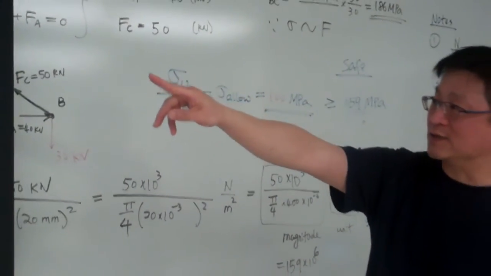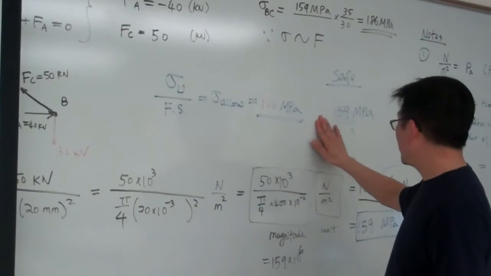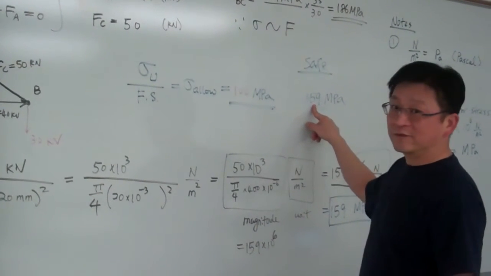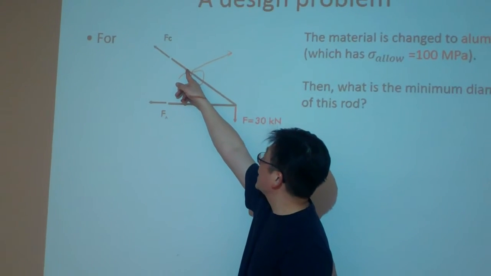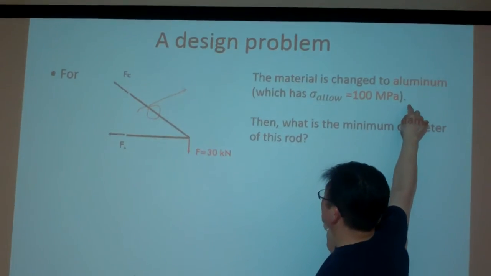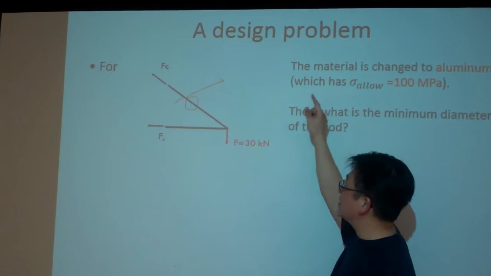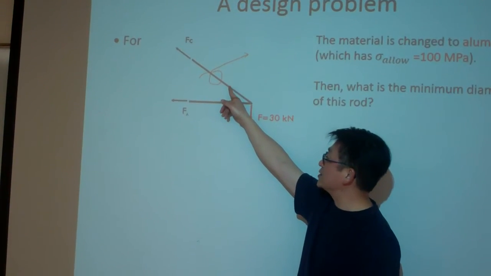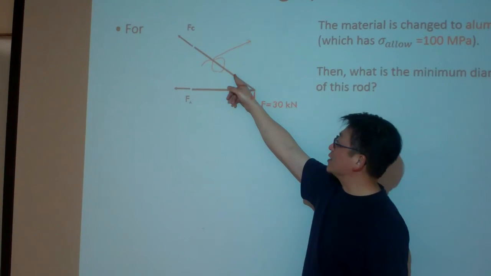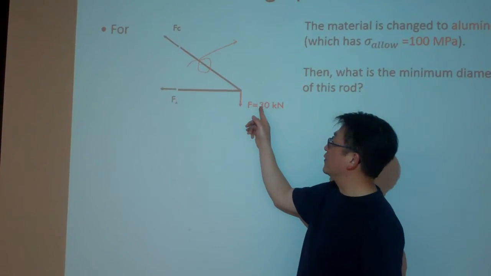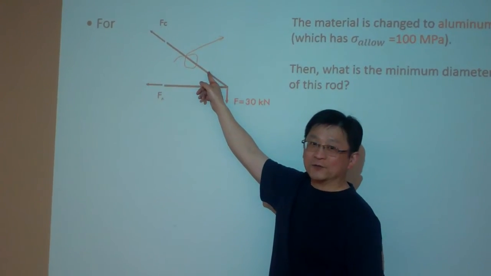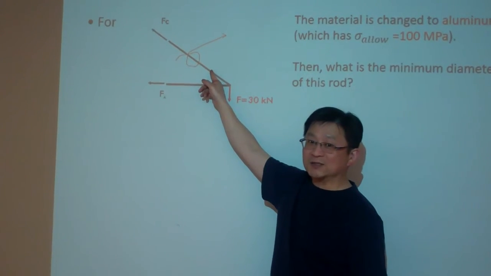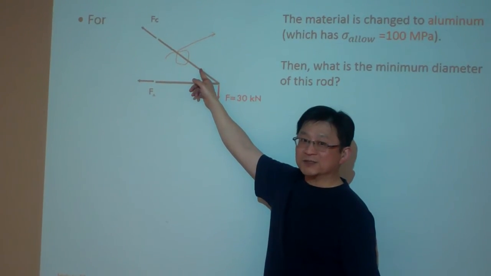So under this situation, carrying 30 kilonewtons, we found the stress in this portion is 159. The stress in this portion is 159, which exceeds the allowable stress for aluminum, 100. So that means if we replace steel by aluminum for this portion, carrying the same loading, then this portion has a risk of failure. It won't fail right away, but it has a risk, a concern.